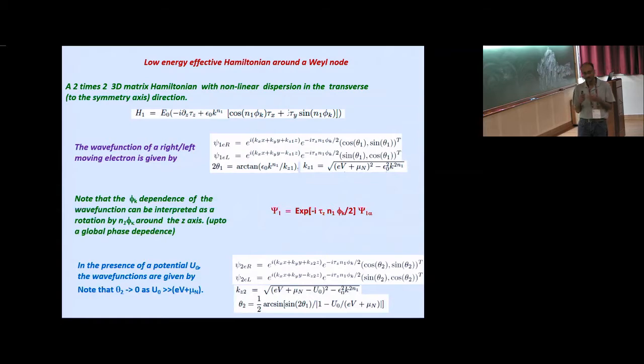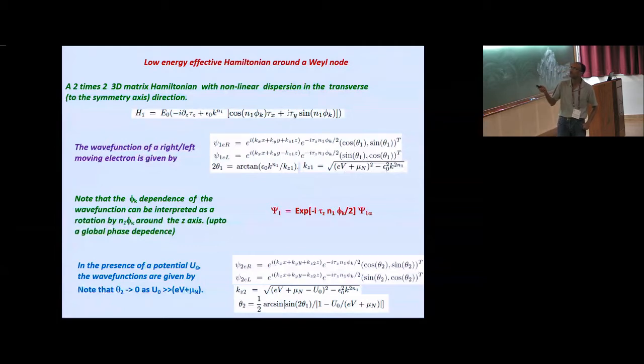So let me say that I have a multi-Weyl semimetal whose topological winding number is given by N1. That multi-Weyl semimetal has a Hamiltonian with a linear dispersion along the z direction, which is my symmetry axis, and a nonlinear dispersion in the transverse direction. I can solve this Hamiltonian and get the wave function for a right or left moving electron. The key observation is that the azimuthal angle dependence, the phi_k dependence of the wave function, can be interpreted as a rotation by N1 phi_k around the z axis.